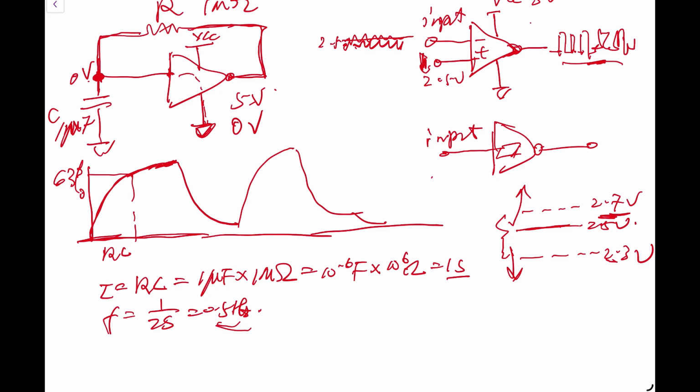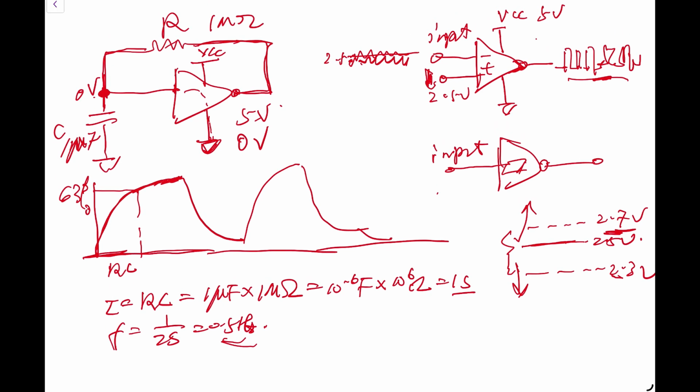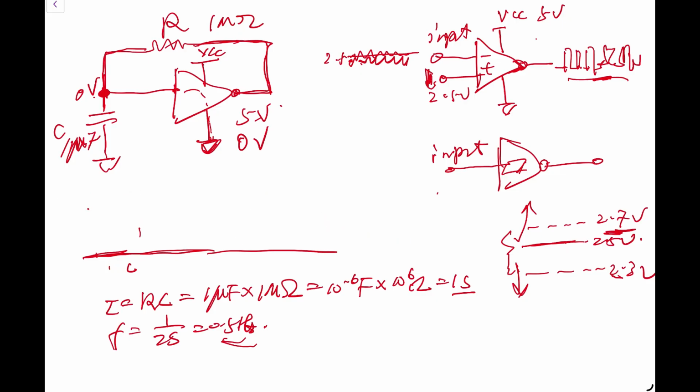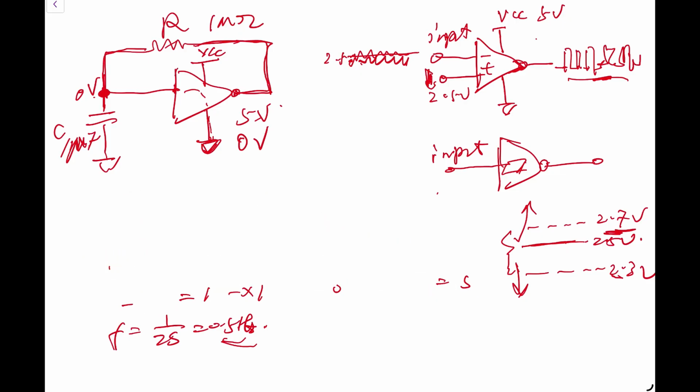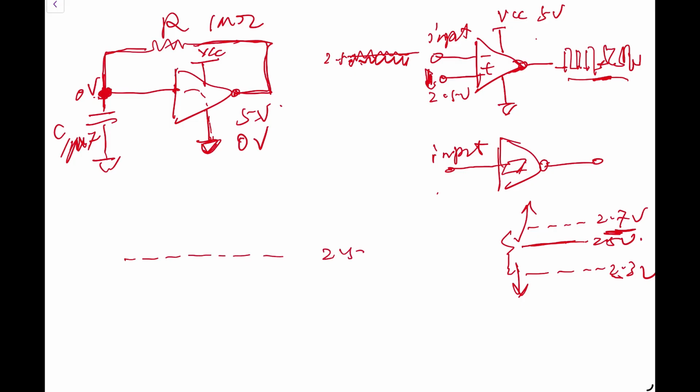With this knowledge, now we can go back to this diagram again and see what really happened in this circuitry. Same as before, if we assume 0 volts start, let's draw it here. We have 2.5 volts as the middle value, and 2.7 volts as the maximum, and 2.3 volts as the minimum.